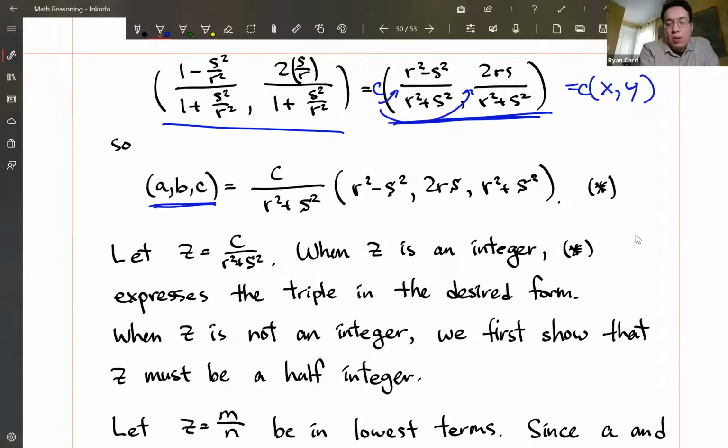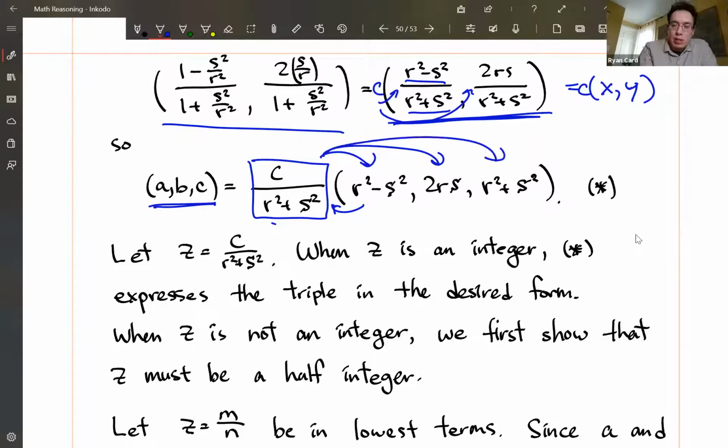So here's how I want to rewrite it. So let's see. We have r squared minus s squared divided by r squared plus s squared. Let's pull the r squared plus s squared in the denominator out. So here's what we have in front. When I write this expression multiplied by the triples, what I mean is I'm multiplying this to each of the three coordinates. But they're common factors, so I'm putting it in front so I don't have to write it three different times.